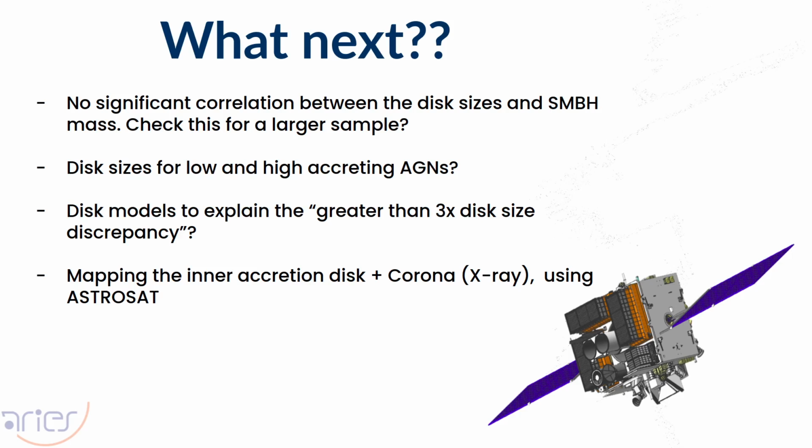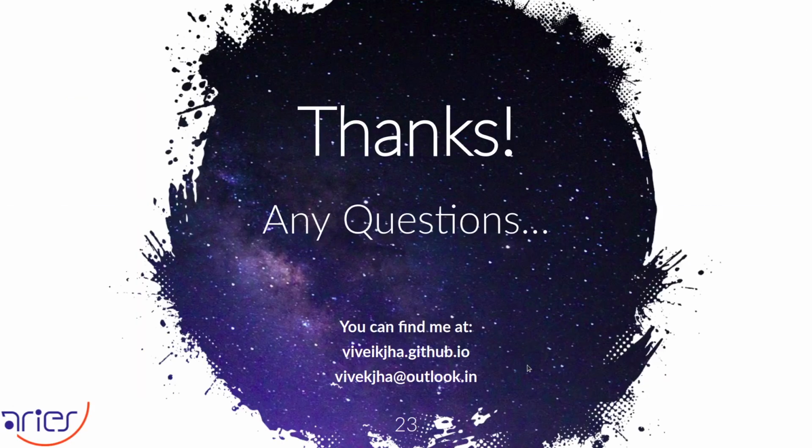And then we were covering optical bands here only because of ground-based telescopes. Now we want to map the inner accretion disk also and the corona at the top of the disk. For this we have proposed using AstroSat. We will be observing this maybe in a couple of months from now. This will also enhance our understanding of the innermost regions of the accretion disk. So that's it. Thank you.